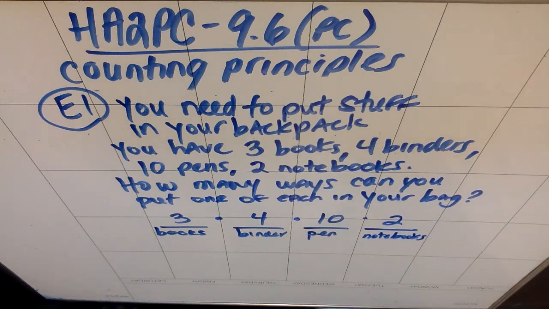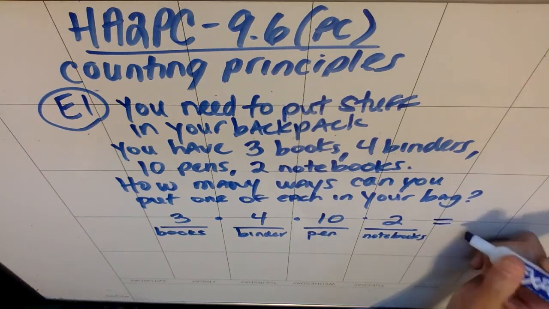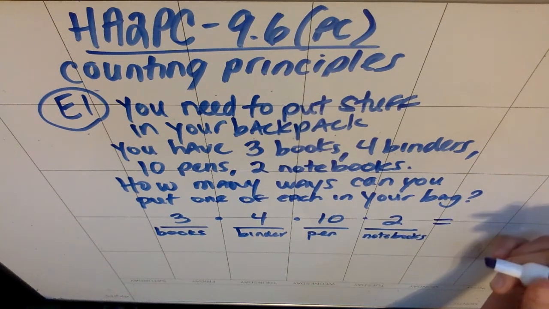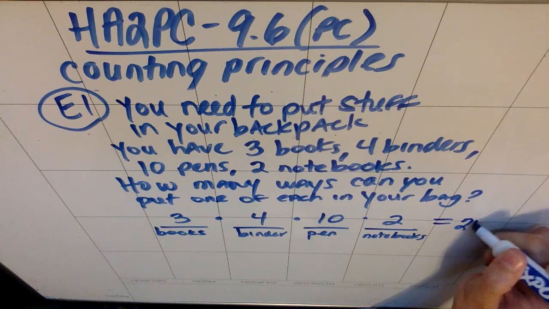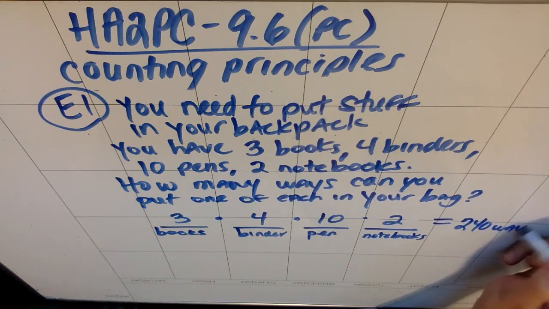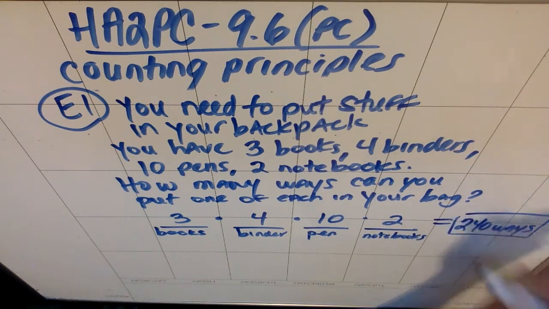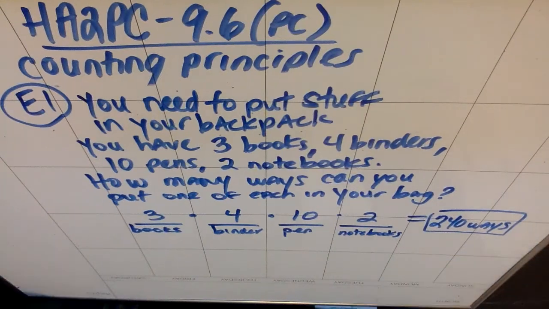So using that fundamental counting principle, it's going to be 3 times 4 times 10 times 2, which is 12 times 20. So 12 times 2 would be 24, so 12 times 20 is 240. So there are 240 ways. Now you can imagine if you made a tree diagram of this, it would be absolutely awful. Just no fun at all. So that's kind of our first example.